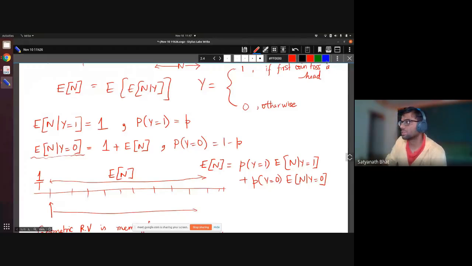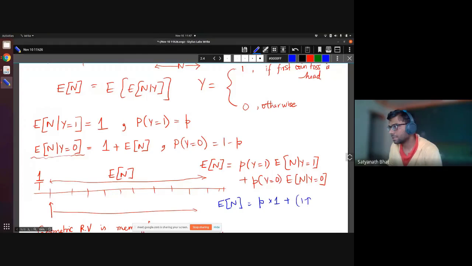Okay, let me choose slightly a different color for contrast. So what do we have? E of n is going to be p times 1, right? p into 1, plus (1 minus p) times (1 plus E of n). Okay, yes, so that's good. So let's do some simplification.